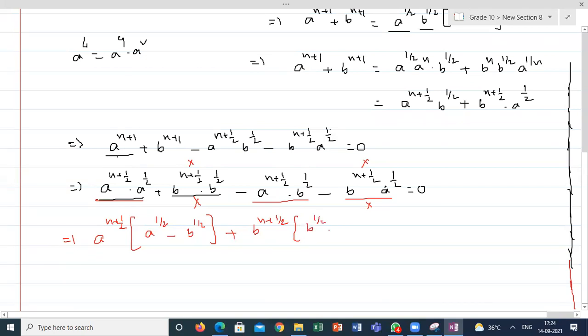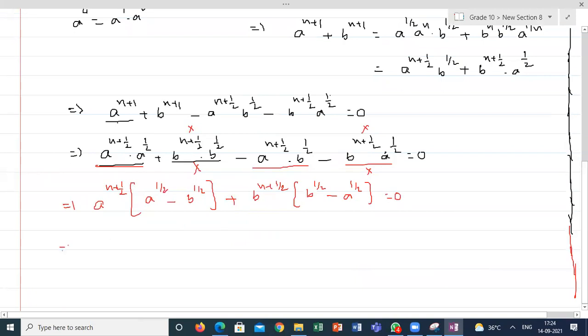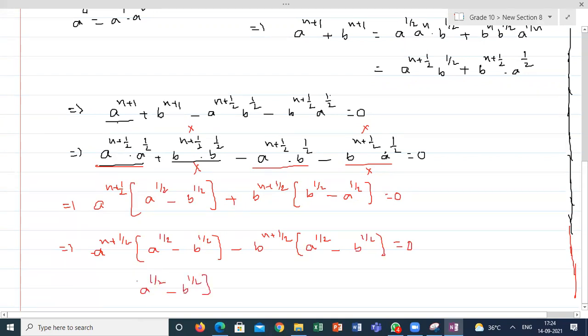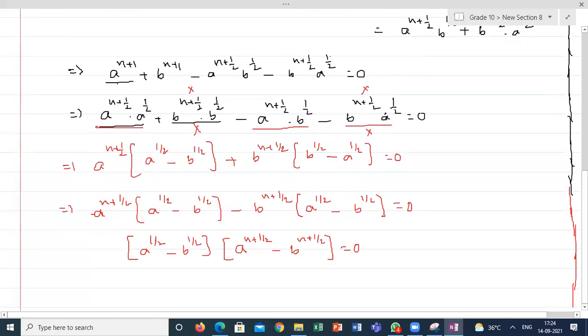B power 1 by 2 minus A power 1 by 2 is equal to 0. Again, to make the similar terms, I'm taking minus out. A power 1 by 2 minus B power 1 by 2 minus B power n plus 1 by 2 into A power 1 by 2 minus B power 1 by 2 is equal to 0. So now it is ready to write as multiplication of two terms. A power n plus 1 by 2 minus B power n plus 1 by 2 is equal to 0. So the product of the two terms will be 0.